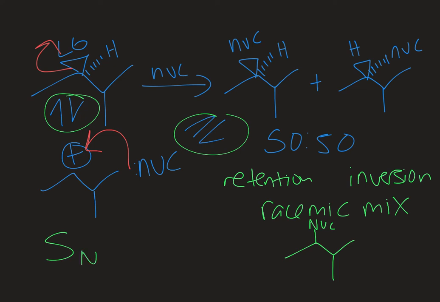So this is an SN1 reaction, and I know that that's so because I see the racemic mixture as my product. So if you start with a chiral starting material and you end with a racemic mixture, then your reaction pathway must have been an SN1 type reaction.